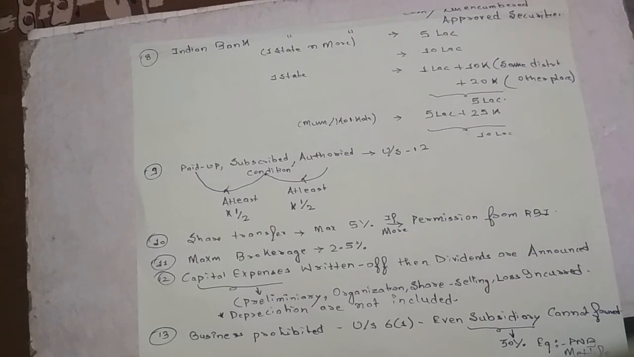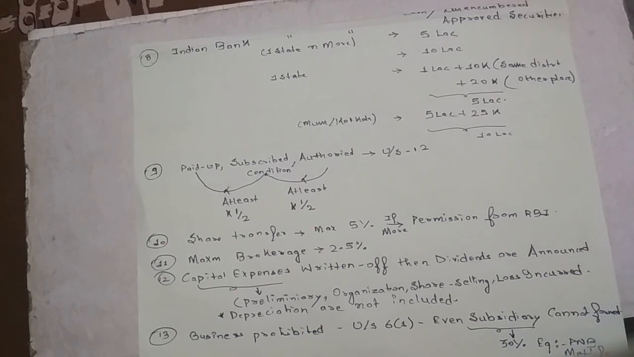What if the bank is running only in one state? Then they have to deposit at least rupees 1 lakh. The minimum requirement is 1 lakh, and for every branch they open in the same district where a branch is already there, they have to deposit an extra 10,000 for every branch. If the branch is opened in another district of the same state, they have to deposit an extra 20,000 with every branch they open in that state.